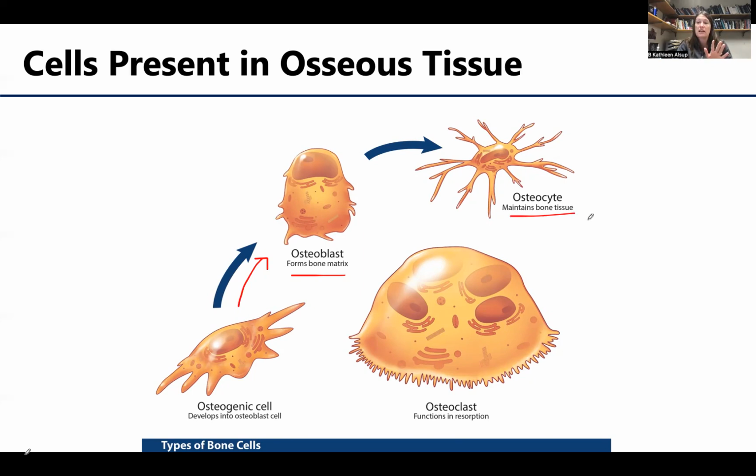Very important in terms of maintenance of bone tissue, very important in terms of understanding the mechanical load that's associated with the bone. So these are part of a life cycle of a cell, whereas these osteoclasts are off doing their own thing. These are going to be formed by the fusion of numerous monocytes, and very important in terms of bone resorption or bone breakdown. All right, so those are those four bone cells.